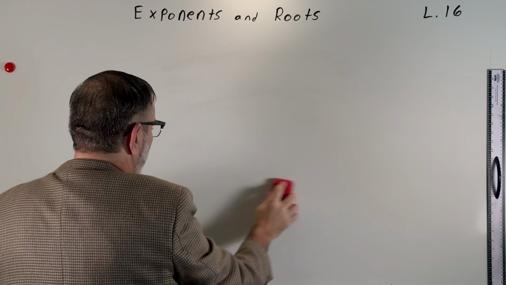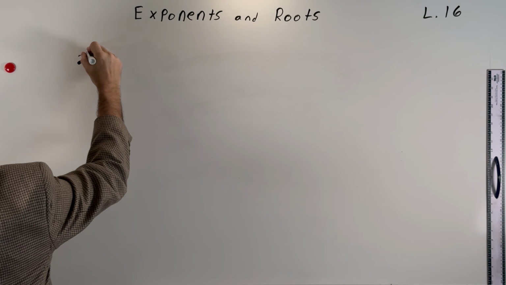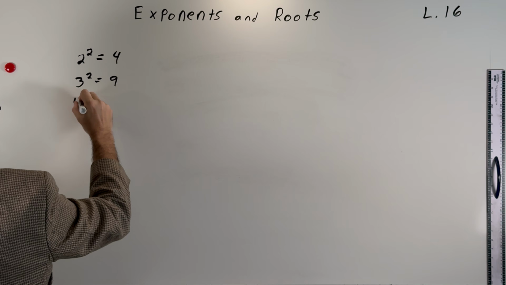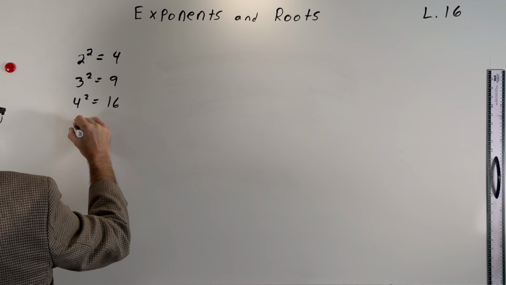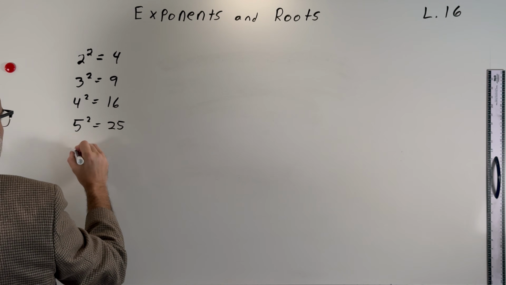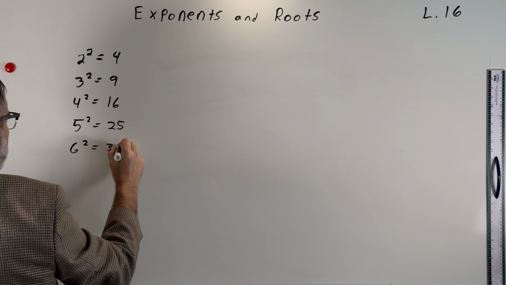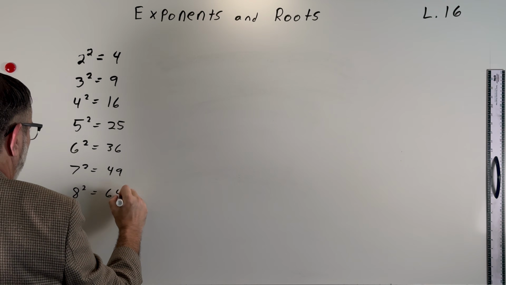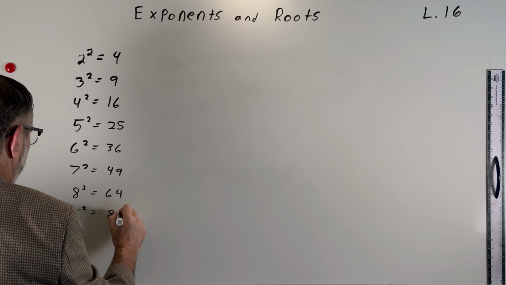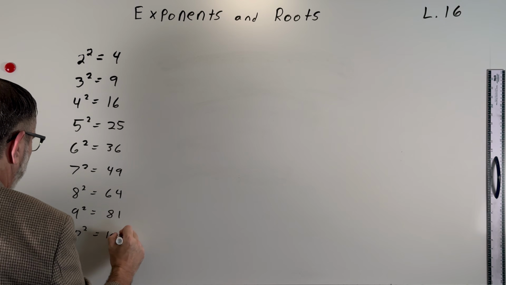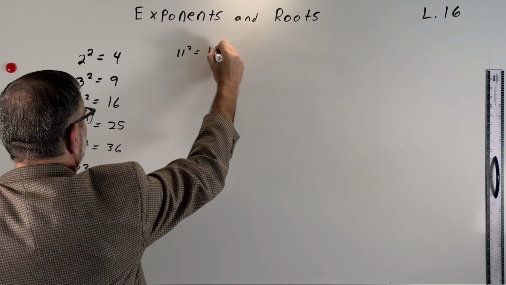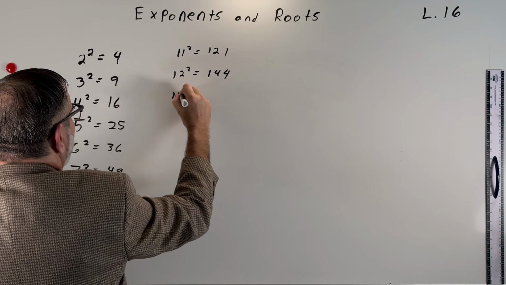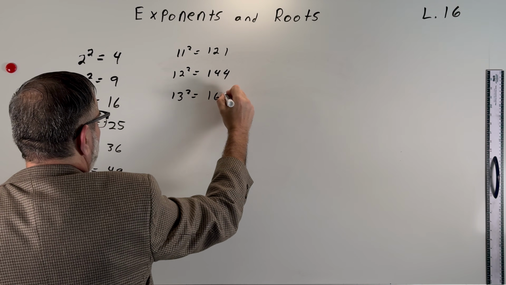Now let's go over some important squares or square numbers. These you should know, you should memorize them, commit them to memory. 2 squared is 4. 3 squared is 9. 4 squared is 16. 5 squared is 25. 6 squared is 36. 7 squared is 49. 8 squared is 64. 9 squared is 81. 10 squared is 100. 11 squared is 121. 12 squared is 144. 13 squared is 169.